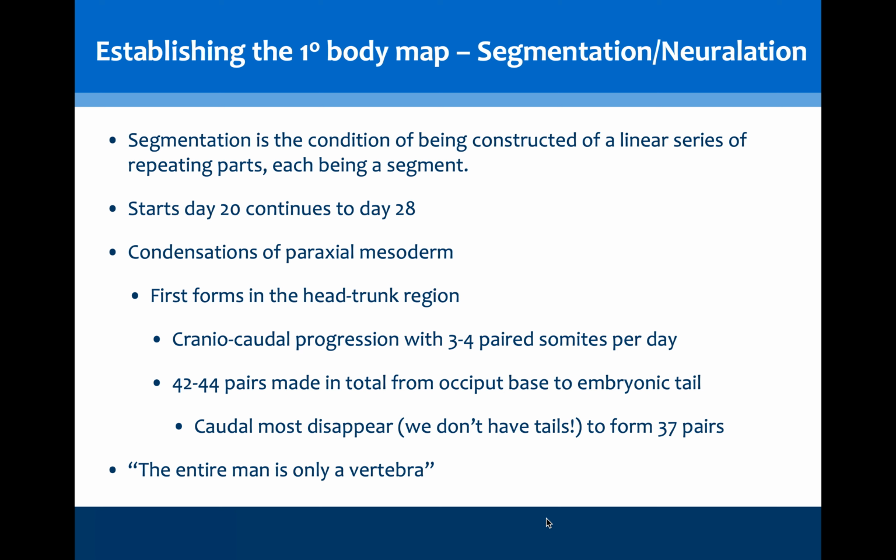the trilaminar disc. But the process of segmentation first starts cranially and progresses caudally with 3 to 4 paired somites forming each day, up until a number of about 44 from the occiput base to the embryonic tail. And so in humans, the caudal 5 to 7 disappear, and so we don't have tails like other mammals.